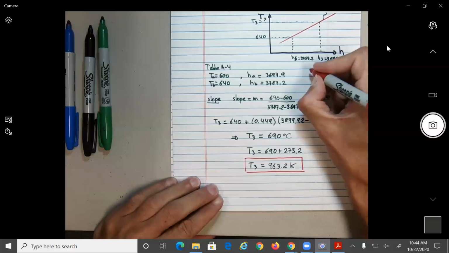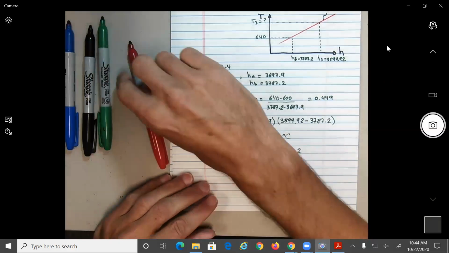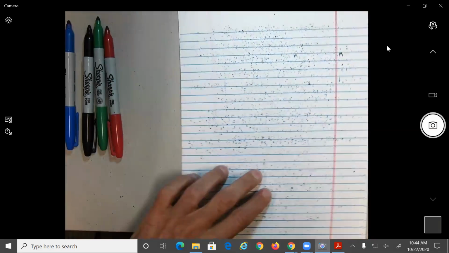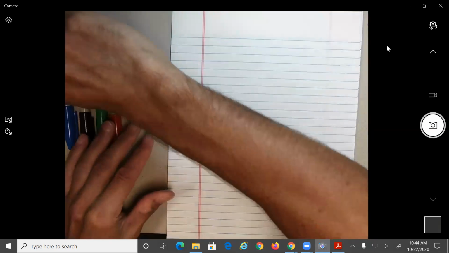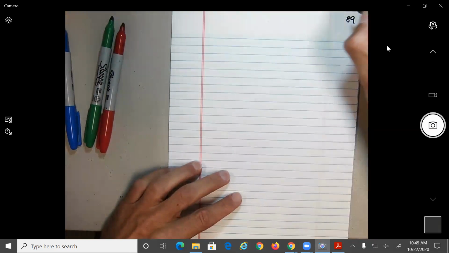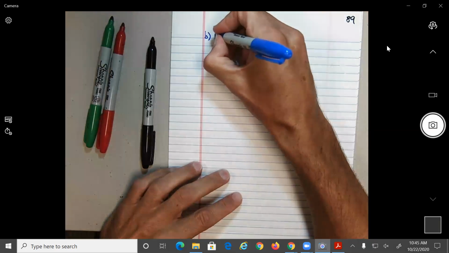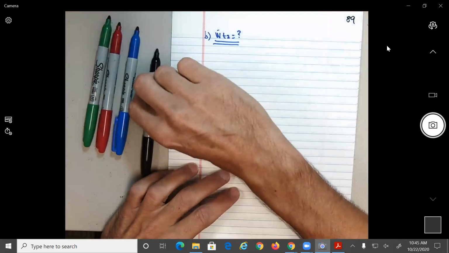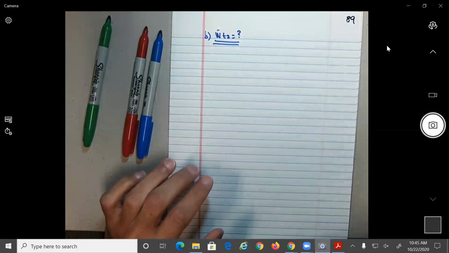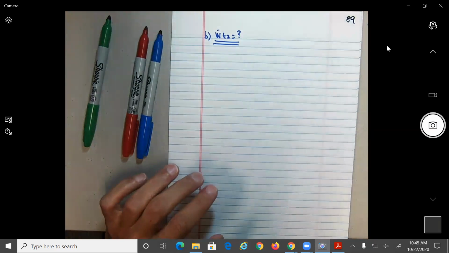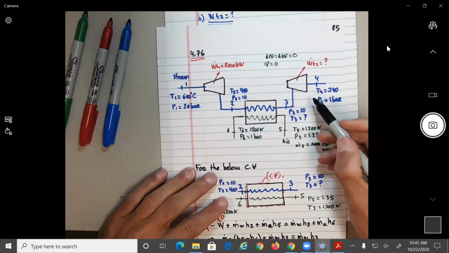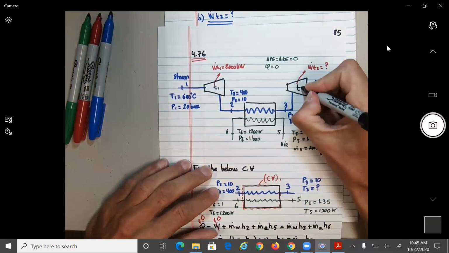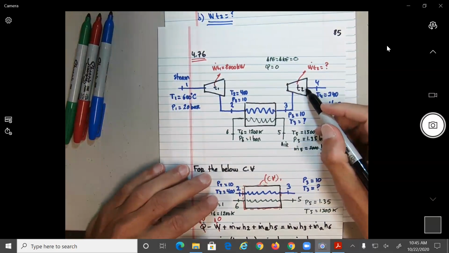okay, so this is doing the interpolation from table A4. And now, part B, we need to find what is the power provided by the second turbine. Now that we have all the information, this is going to be pretty straightforward. What do we need to do? This time we need to consider only the second turbine as our control volume.